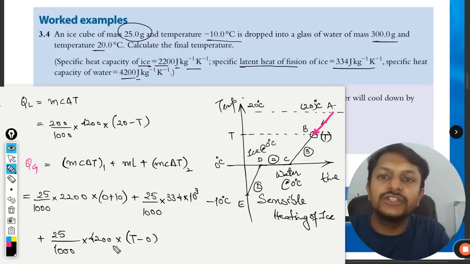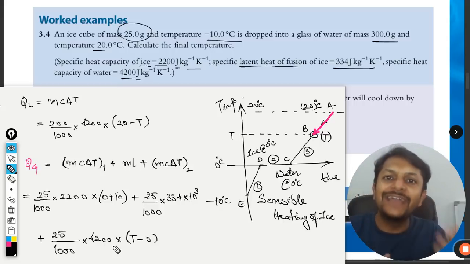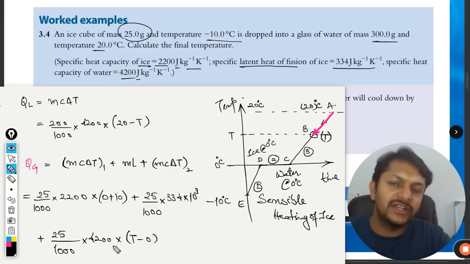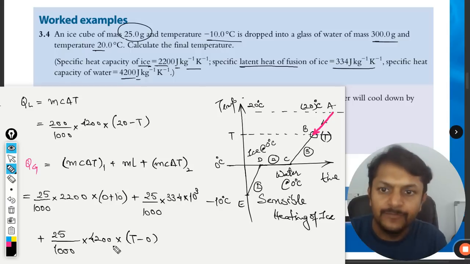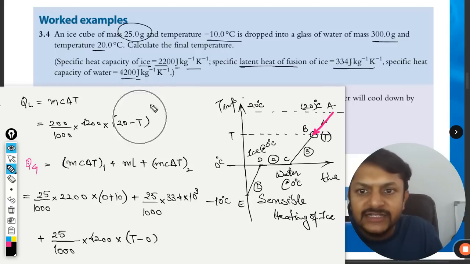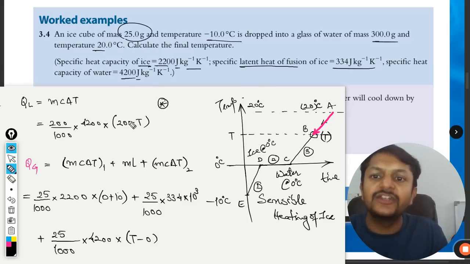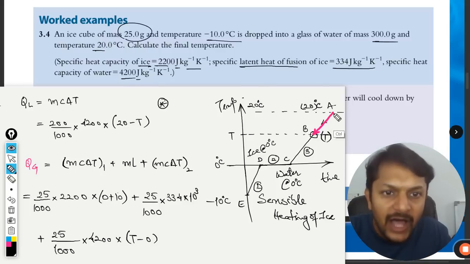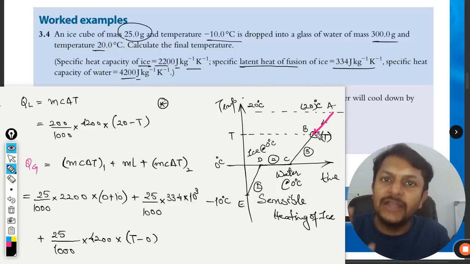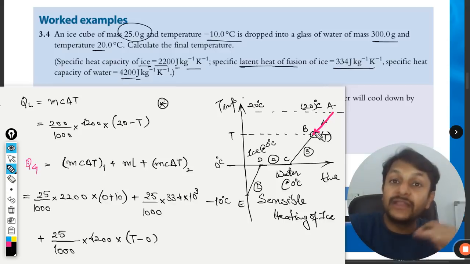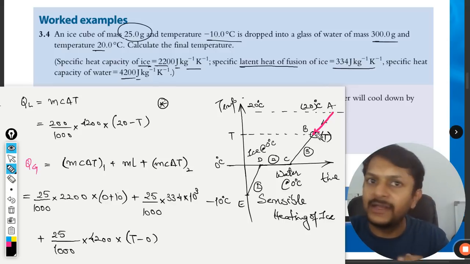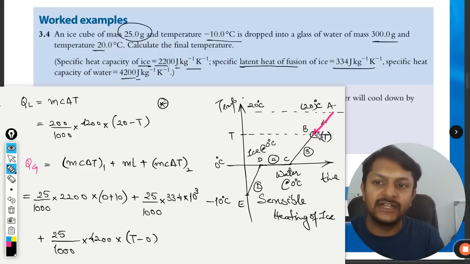In these kinds of questions, it is always higher minus lower temperature. It is not final minus initial. So at this point, you can clearly see I have not written it to be T minus 20. I have written 20 minus T. It is higher value minus lesser value, not the final minus initial. So be careful at that time.